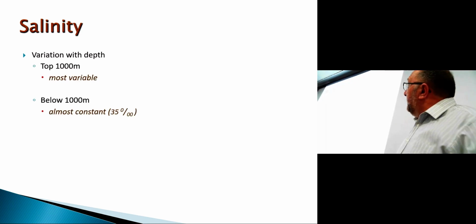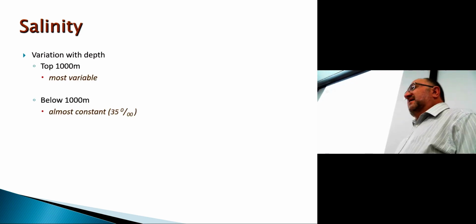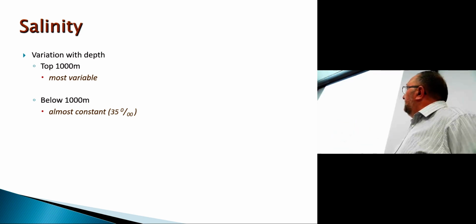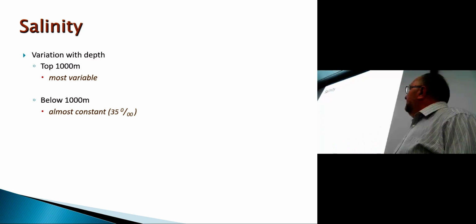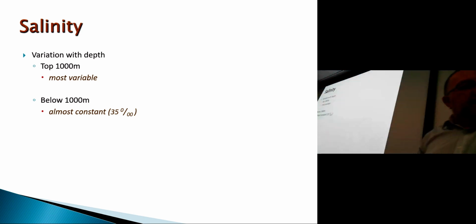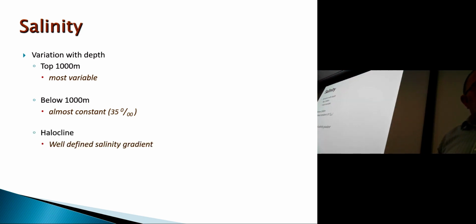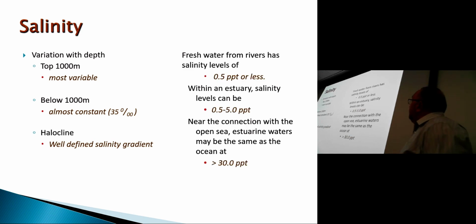Variations with depth. The top 1,000 metres are the most variable, as we were saying, but below 1,000 metres it's almost constant in open oceans at 35 parts per thousand. How does that compare? Well, fresh water is about 0.5 parts per thousand. As you get closer to the sea, you'll get up to about 30 to 33 parts per thousand, and then into the oceans, 35 parts per thousand.